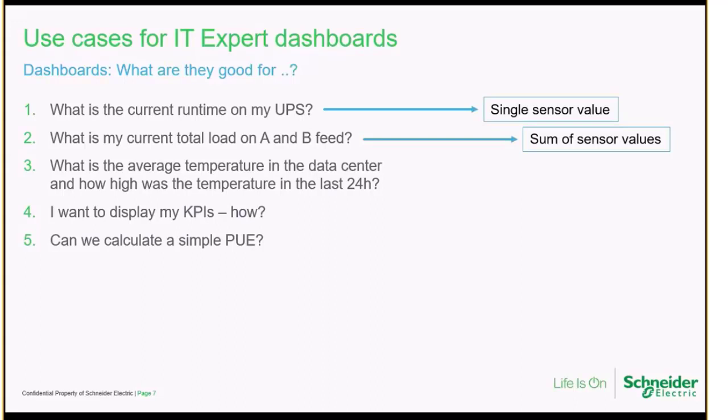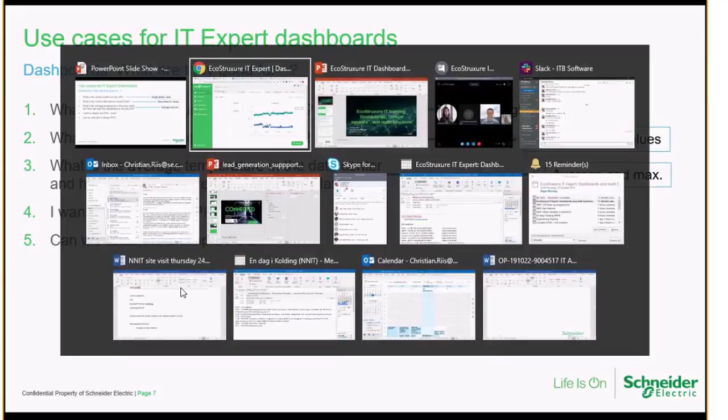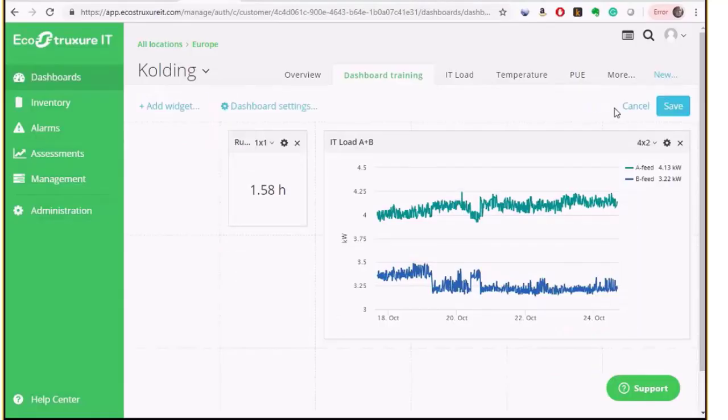What is the average temperature in the data center? And how high was the temperature within the last 24 hours? And I will change that to within the last week. So that's average and max. So let's see if we can figure that out. So we want to edit again, and we want to add a widget.